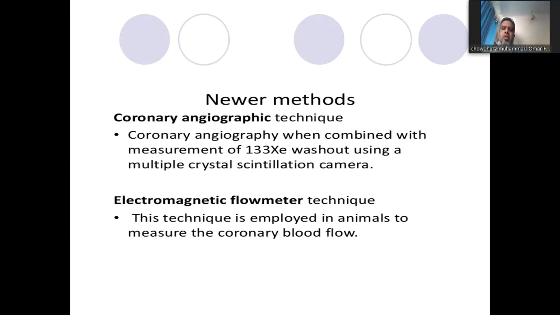Now, newer methods are coronary angiographic techniques. Coronary angiography and the electromagnetic flow meter, and an electromagnetic thermometer is practically employed in animals to measure the coronary blood flow. Next.